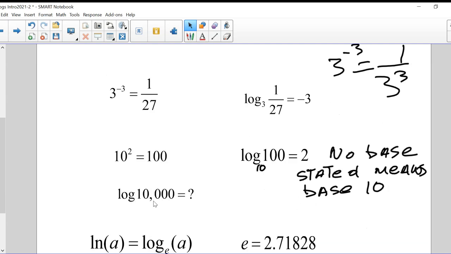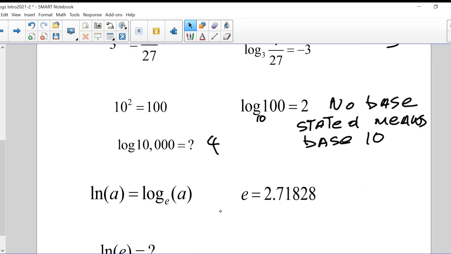What would the log of 10,000 be? Now remember that I said that if no base is stated, it means that the base is 10. So who can tell me, without going to your calculator, what's the log of 10,000? In other words, and I see some answers, perfect. Jeremy, Emily, and Isaac have come in with the correct answer, and that's equal to 4.